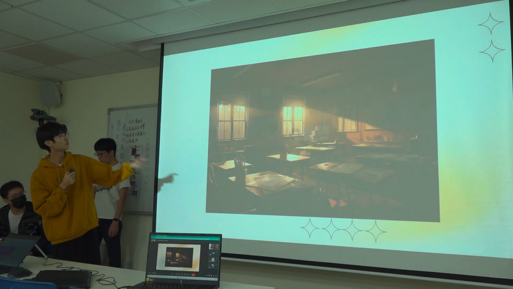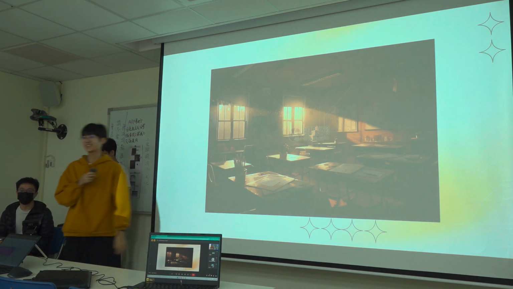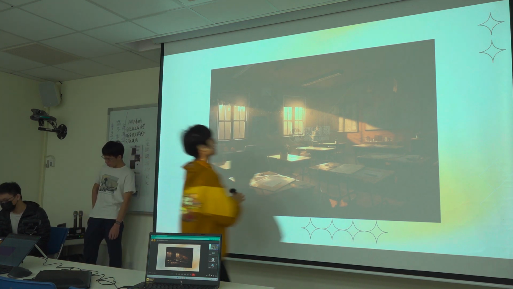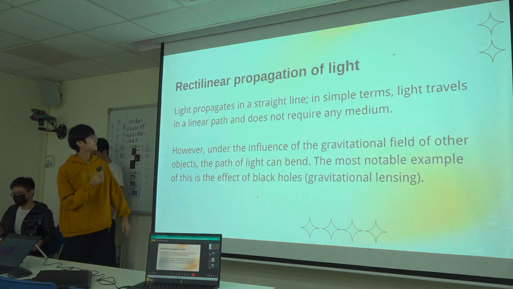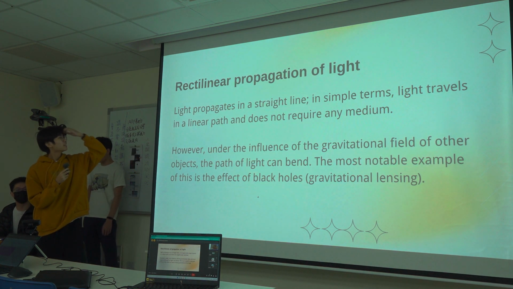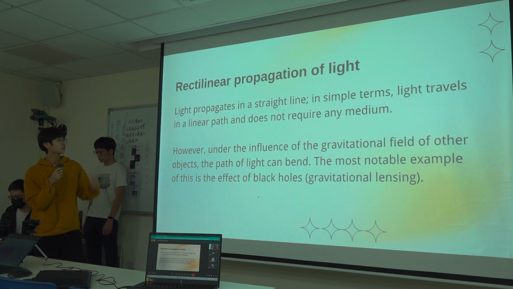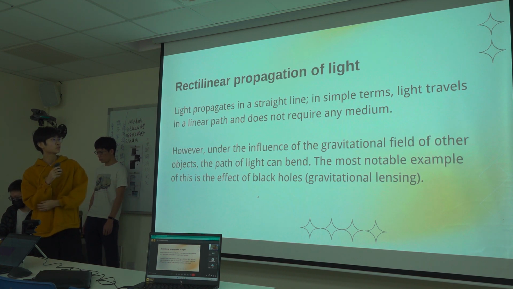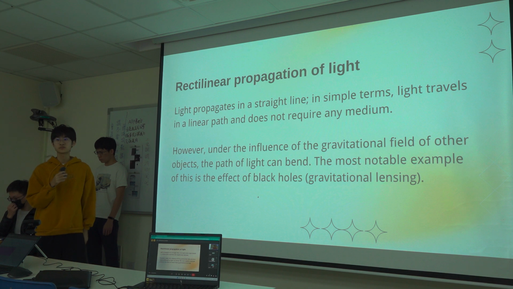And the normal shadow is like this. It's a straight line. Is that straight? That doesn't look straight too. Okay. And light propagates in a straight line in simple cases. However, under the influence of the gravitational field of other objects like black holes, the light will become a curve.